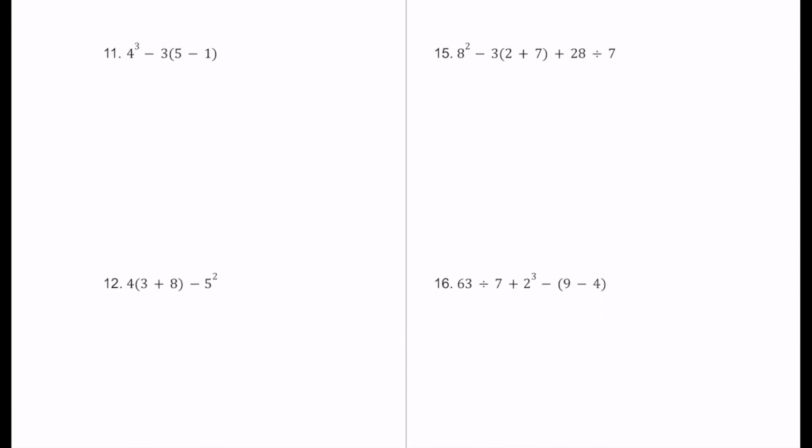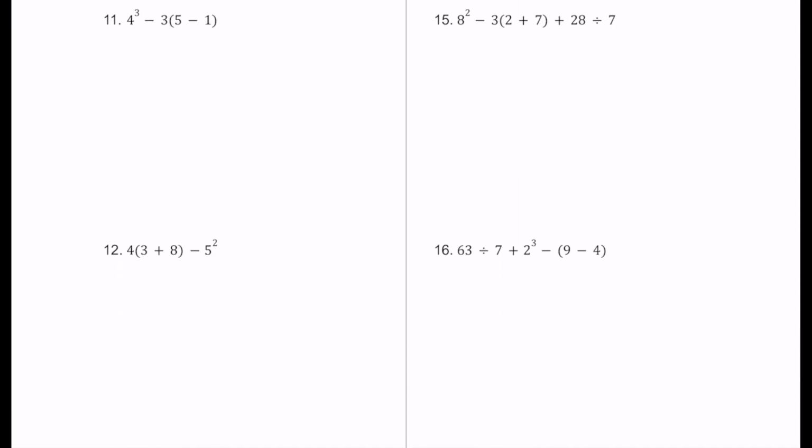For number 11, we have a power, subtraction, multiplication, parentheses, and subtraction again. So we're going to start inside the parentheses: 5 minus 1. So this is going to be 4 to the 3rd power minus 3 times whatever 5 minus 1 is. 5 minus 1 is 4. Between the power, subtraction, and multiplication, let's start with the power. 4 to the 3rd power is the same thing as 4 times 4 times 4. 4 times 4 is 16, and 16 times 4 is 64.